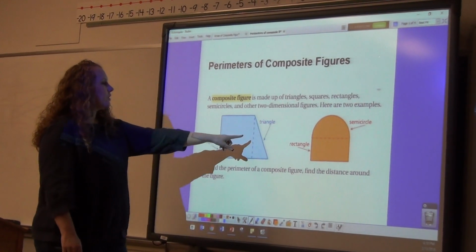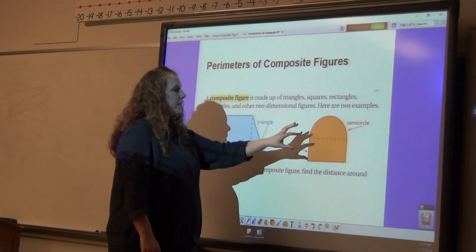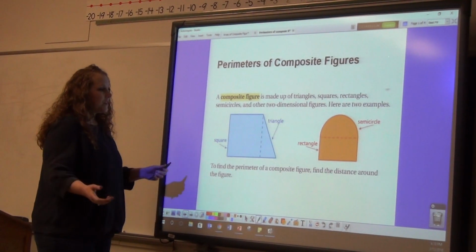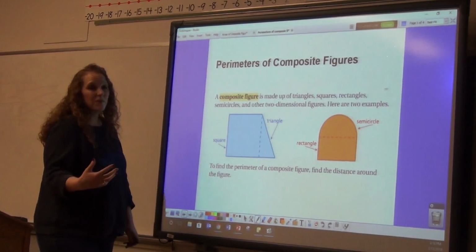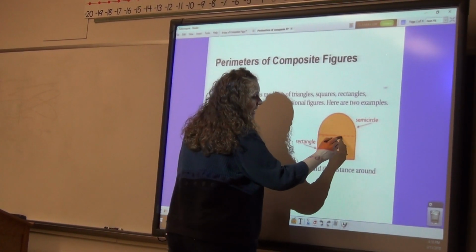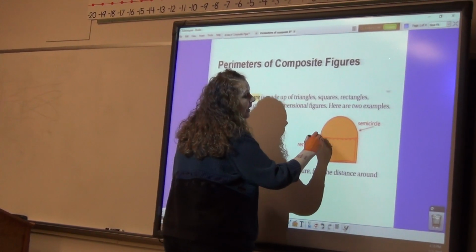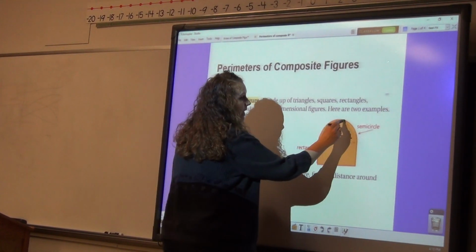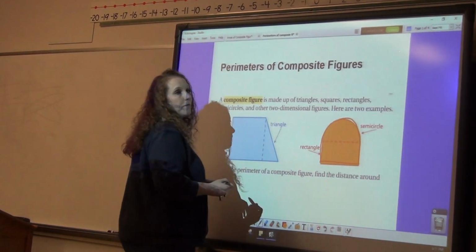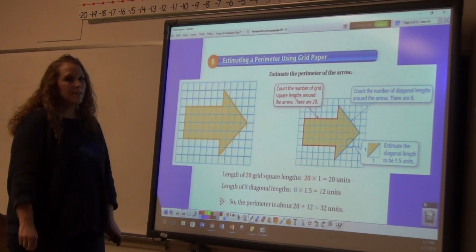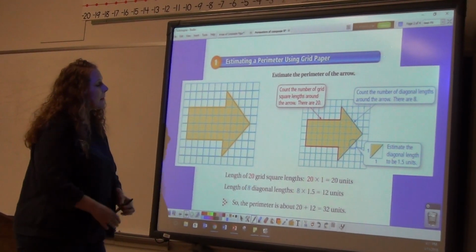Here we've got a square and a triangle making up one composite figure, and here's a rectangle and a semicircle making up another. To find the perimeter of them, you just find the distance around the outside. When I say the outside, I don't mean the outside of the rectangle and the outside of the semicircle. I mean the outside of the entire figure. So when we estimate these, we're going to start with estimating.